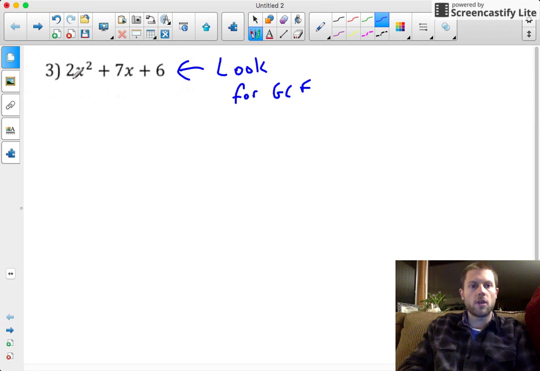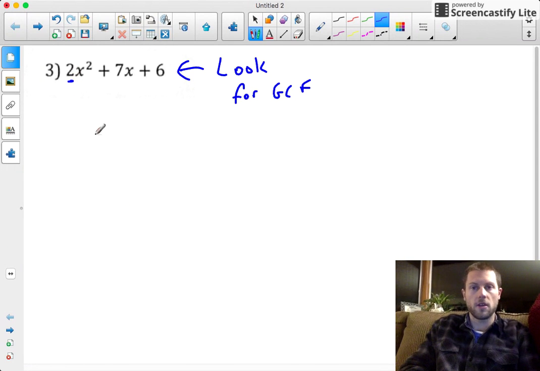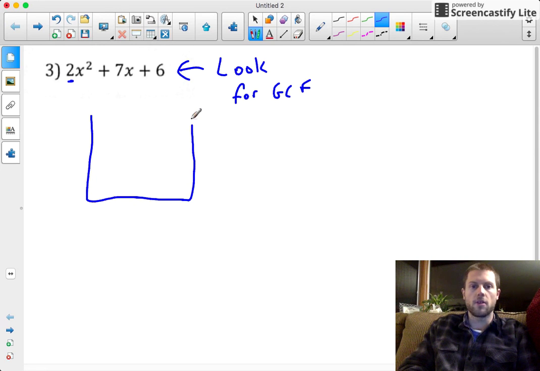So first off, let's see, I've seen a 2 here, so I'm thinking maybe there's a GCF of 2, but it looks like I can't take a 2 out of this. So this is making things a little bit difficult for me. When I have an a value that's greater than 1 and I can't take out a GCF, this is a good time to go to our trusty box method.